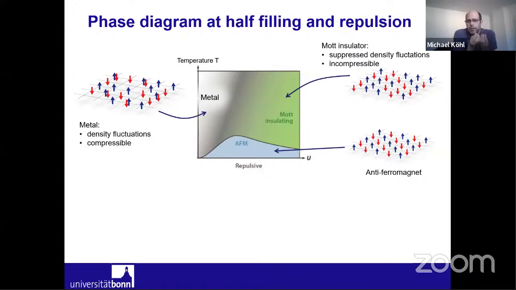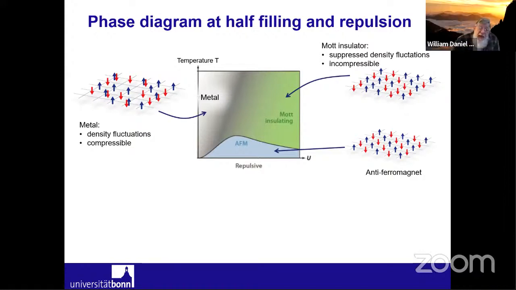So the ground state does not fundamentally change its property with interactions, and that is very different from the bosonic case. For the bosonic case, the ground state is superfluid for weak interactions and Mott insulator for strong interactions, and then there is the quantum critical point in between. Here, the ground state is always antiferromagnetic at half filling. And the antiferromagnetic state is also insulating, of course.